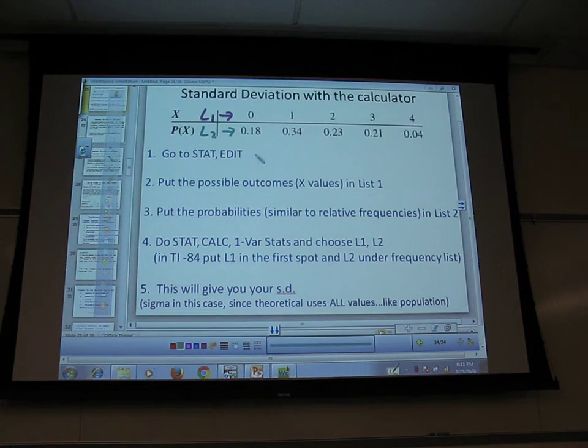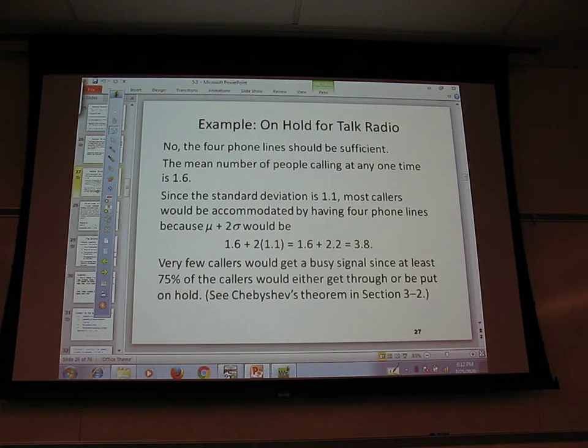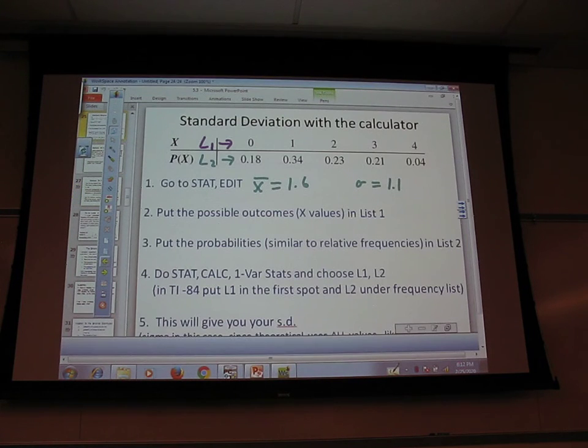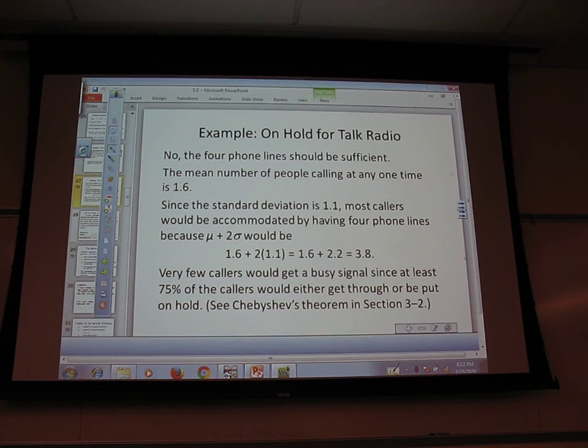So my x bar is 1.59, and my standard deviation is going to be 1.12. So we'll round these: 1.6 and 1.1. Now, where did this come from? Standard deviation of 1.1 and mean of 1.6. This came from this example.